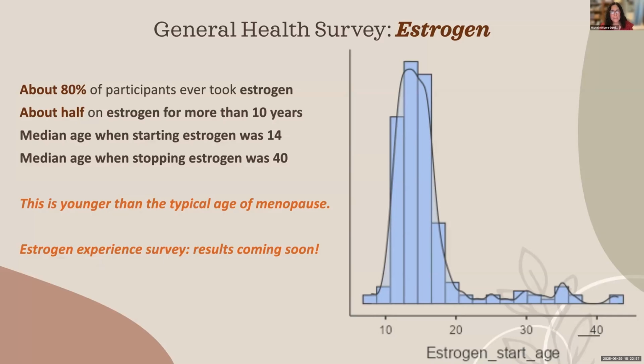Of note, though, the median age of ceasing or stopping estrogen therapy was 40, which is much younger than we would recommend, with the typical age of menopause being around 52 years, that's actually the recommendation. We are interested in exploring further what barriers exist towards the continuation or use of hormone replacement therapy. And we did have at the national meeting an option for individuals to participate in an estrogen experience survey, and we will be bringing those results to you soon.